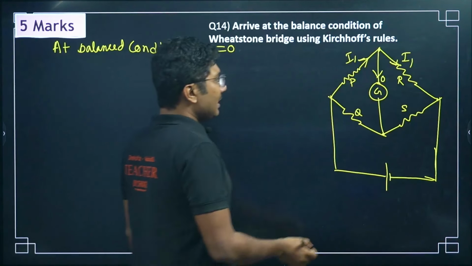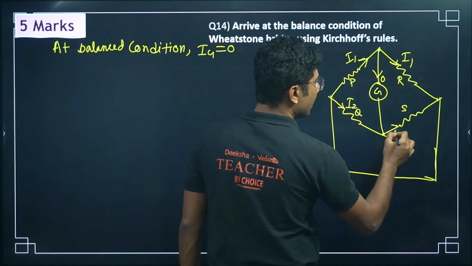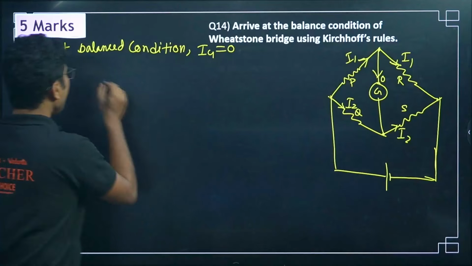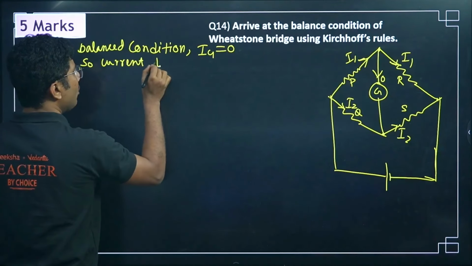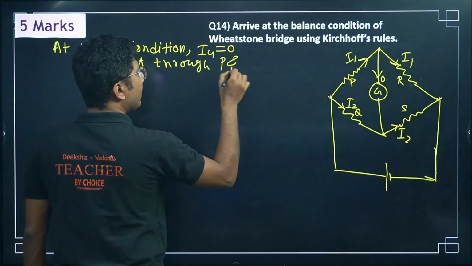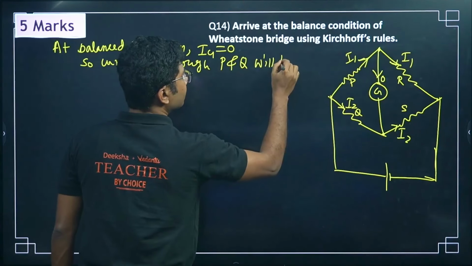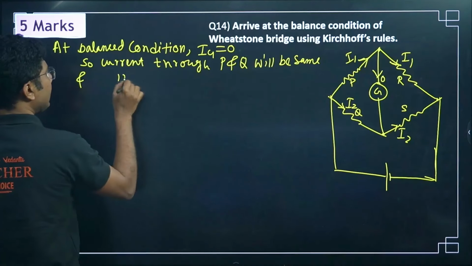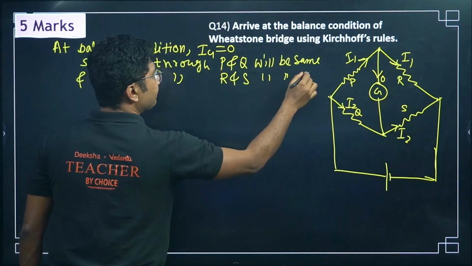Similarly, if I2 current comes over here, the same current I2 will pass through S as well, because current through the galvanometer is 0. So current through P and Q will be the same, and current through R and S will be the same.